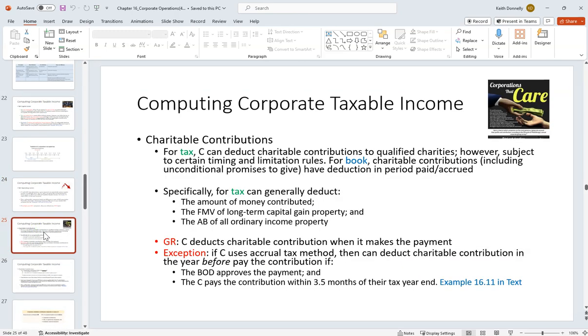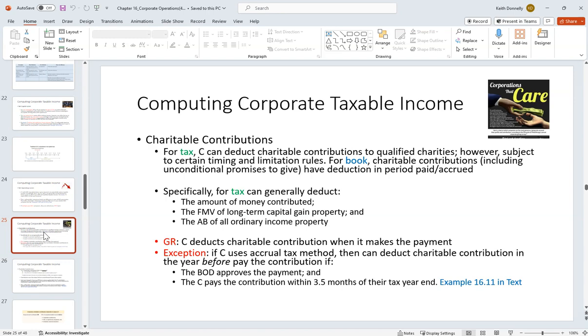All right, next thing, charity. There's going to be a book to tax difference here for charitable contributions. Starting with book, what do you do for book? Well, generally, you're going to have a deduction in the period you pay or accrue it. Once we make that promise to pay the contribution, the board says, hey, we're going to pay it. It's kind of a fixed obligation. We would do debit charity expense, credit charity payable, sort of traditional accrual accounting.